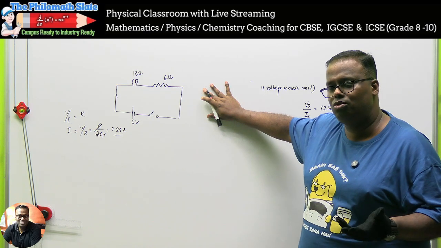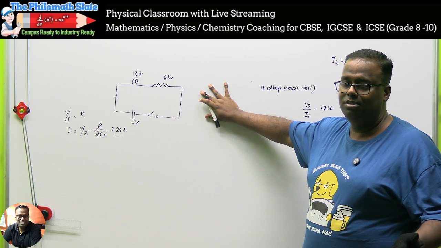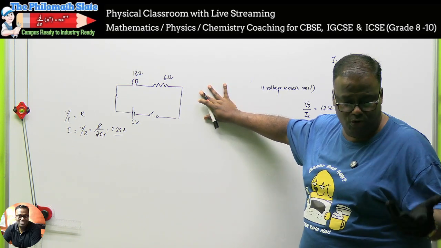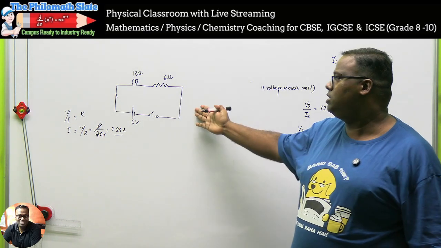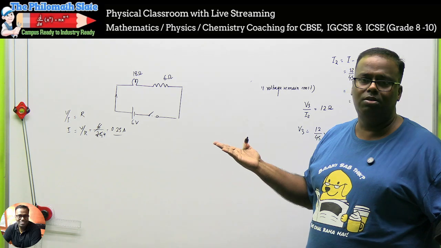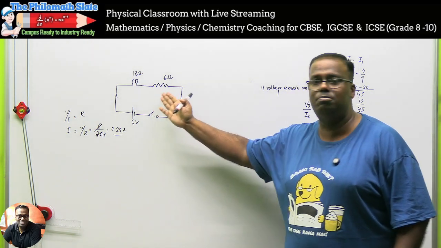What is the total resistance of the circuit? 24 ohms. Current flowing through the circuit? Quarter ampere, 0.25. Then third is the potential difference across the lamp and resistor.